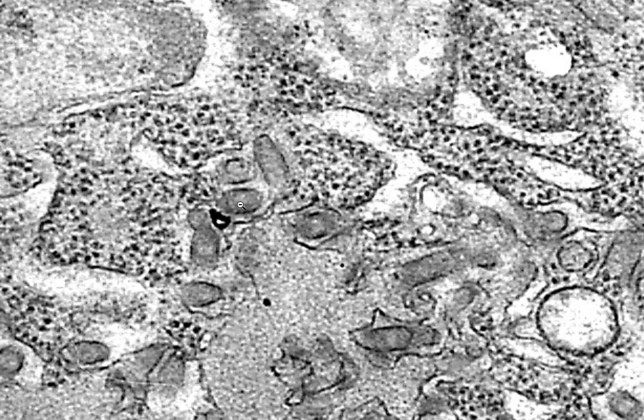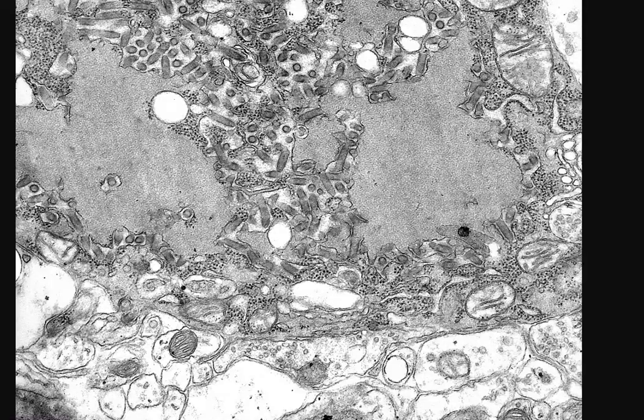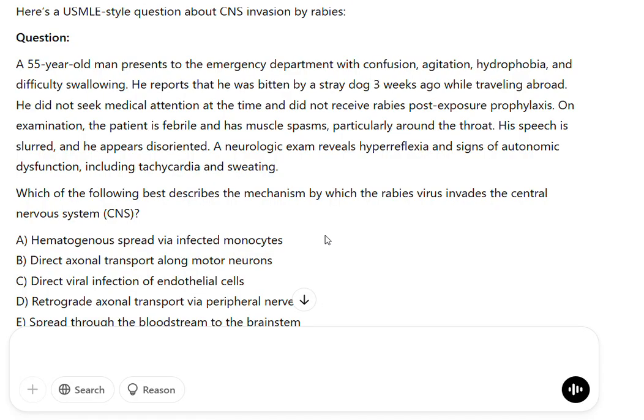He reports that he was bitten by a stray dog 3 weeks ago while traveling abroad. He did not seek medical attention at the time and did not receive rabies post-exposure prophylaxis. On examination, the patient is febrile and has muscle spasms, particularly around the throat.